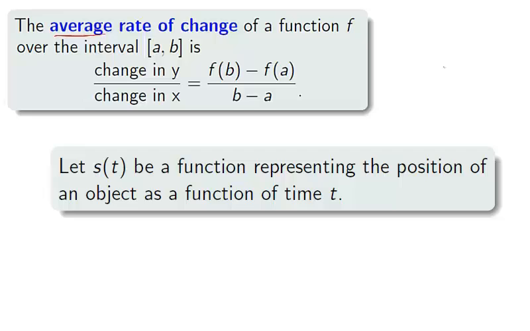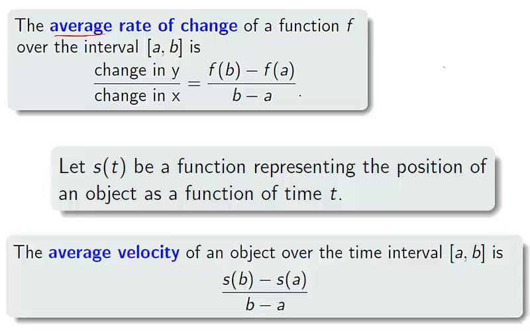a function of time. The units for s will be distance measurements, like inches, feet, meters, and miles. When we find the average rate of change for the distance function s of t, we are dividing distance by time. These rates of change have units distance per time, commonly known as velocity. Take for example miles per hour, feet per second.